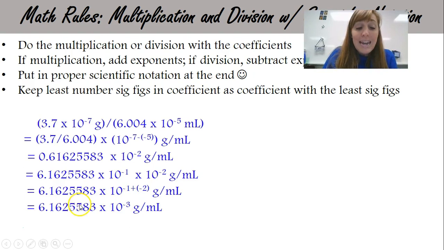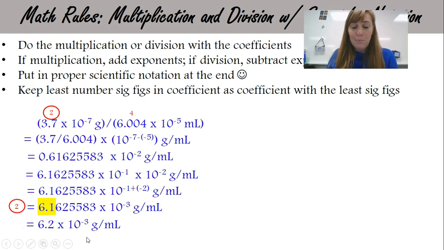Okay, now I look at total sig figs. In my first one, I've got 2 sig figs. In my second one, I have 4. The least is going to be my 2, so I only get to keep 2 sig figs, so 6 and the 1. I look after, the 6 would bump it up, so this becomes 6.2 times 10 to the negative third grams per milliliter. It's a lot of work.